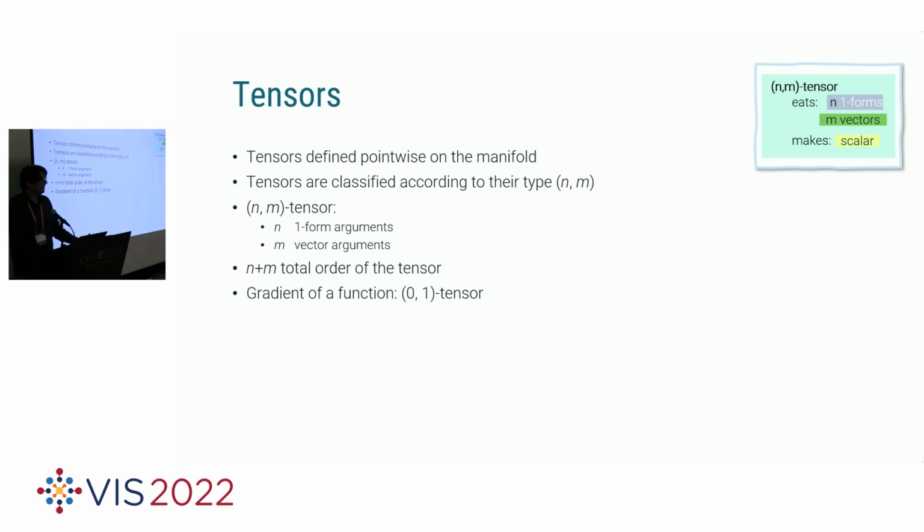So the classification of the tensors would be by their rank or by their type, and this is an n-m tensor. So it takes n one-form arguments and m vector arguments. The gradient of a function is such an example. It's a one form, and therefore it's also a tensor. It's a 0,1 type tensor. So it takes 0 one forms as input and 1 vector as input, and evaluates to a scalar, which is the directional derivative in the direction of the vector.